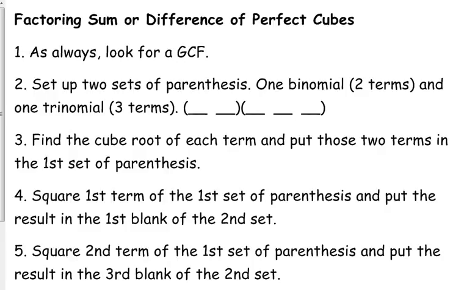We're going to set up two sets of parentheses. One is a binomial. It has two terms. So you see I have two blanks right here. The other one is a trinomial with three spaces in it. You're going to find the cube root of each term. So you're going to be using this poster here in the middle to figure out perfect cubes.